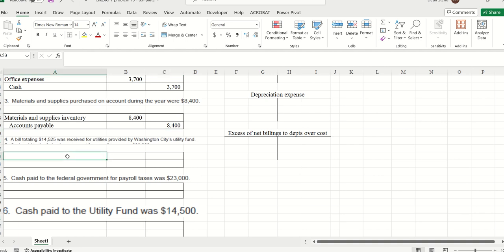So number 4, a bill totaling $14,525 was received for utilities provided by Washington City's utility fund. All right, so we're going to hit utility expense and due to other funds, right? Because we owe that to the utility fund. So this is 14,525.